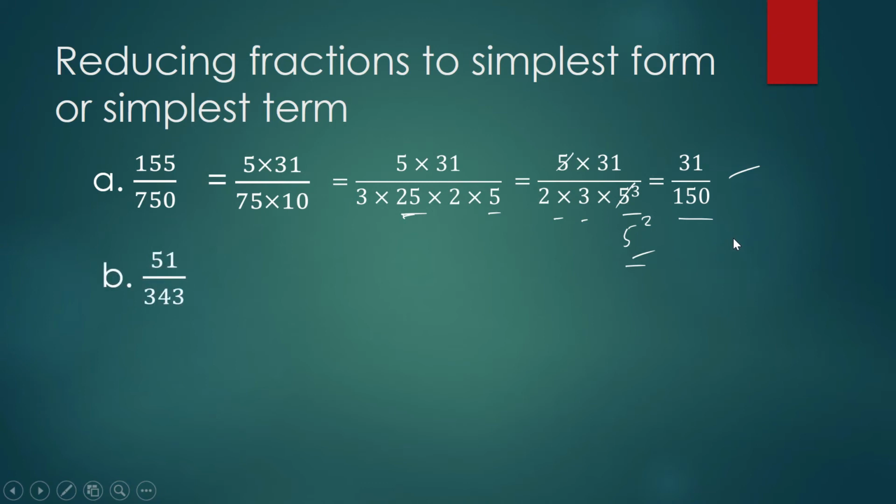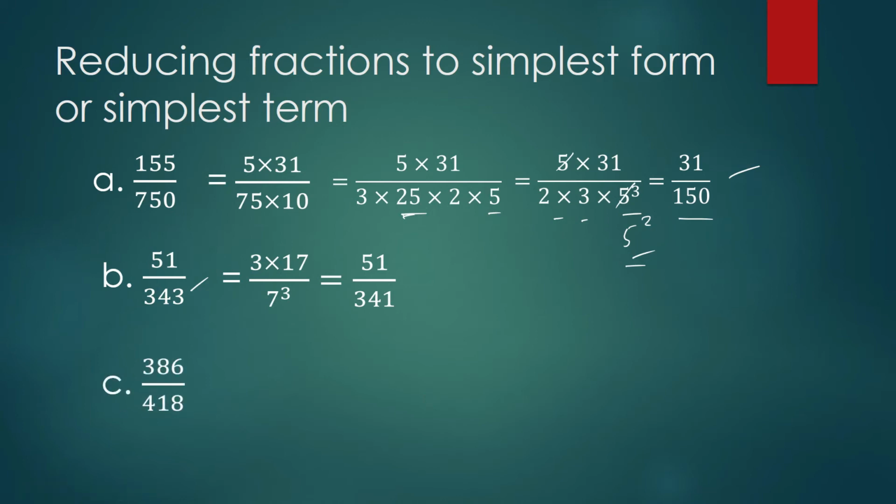51 over 343. So let us produce the complete prime factorization of 51 and 343. For 51, it's 3 times 17. For 343, it is 7 times 7 times 7. And so they have no common factors. And so it turns out that 51 over 343 is already in reduced form.